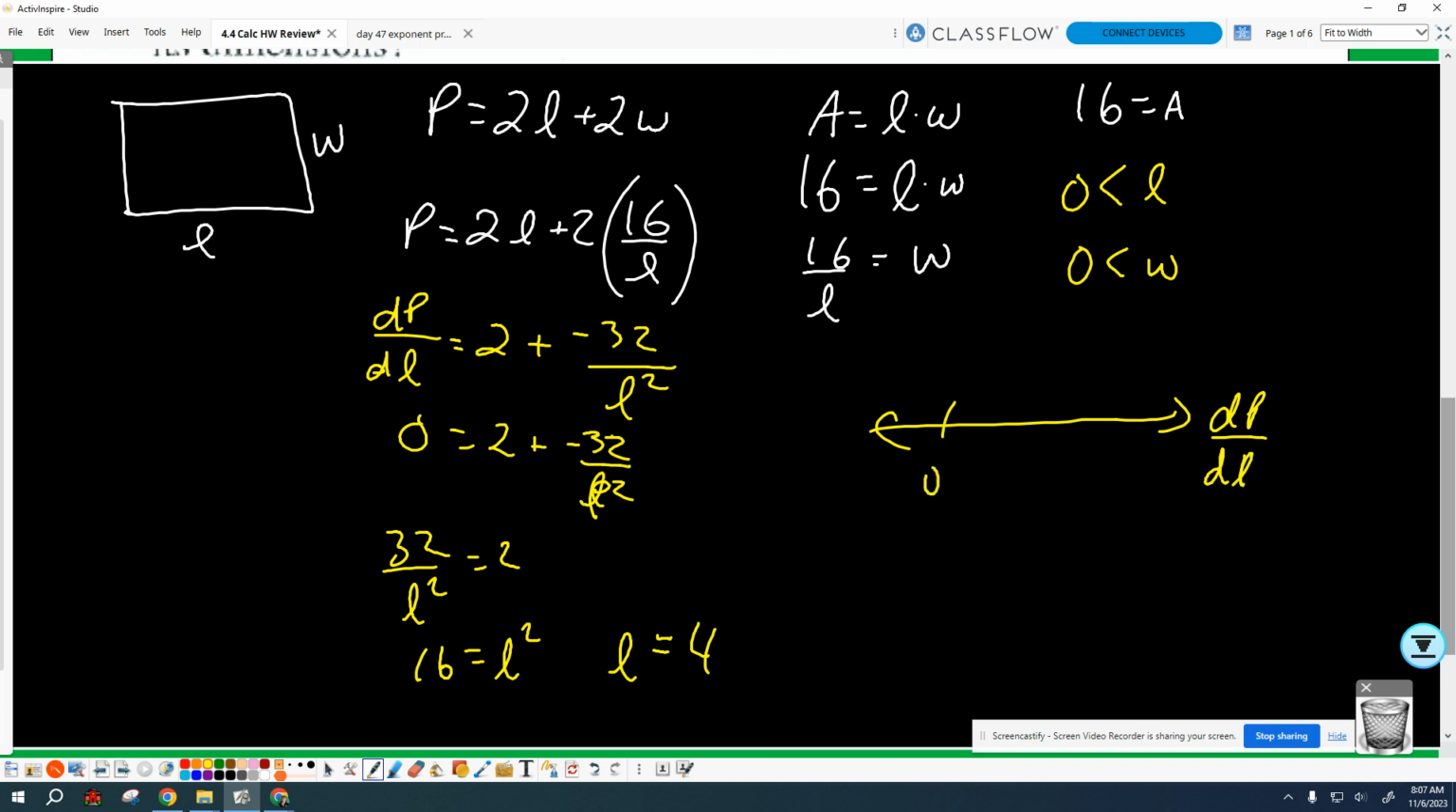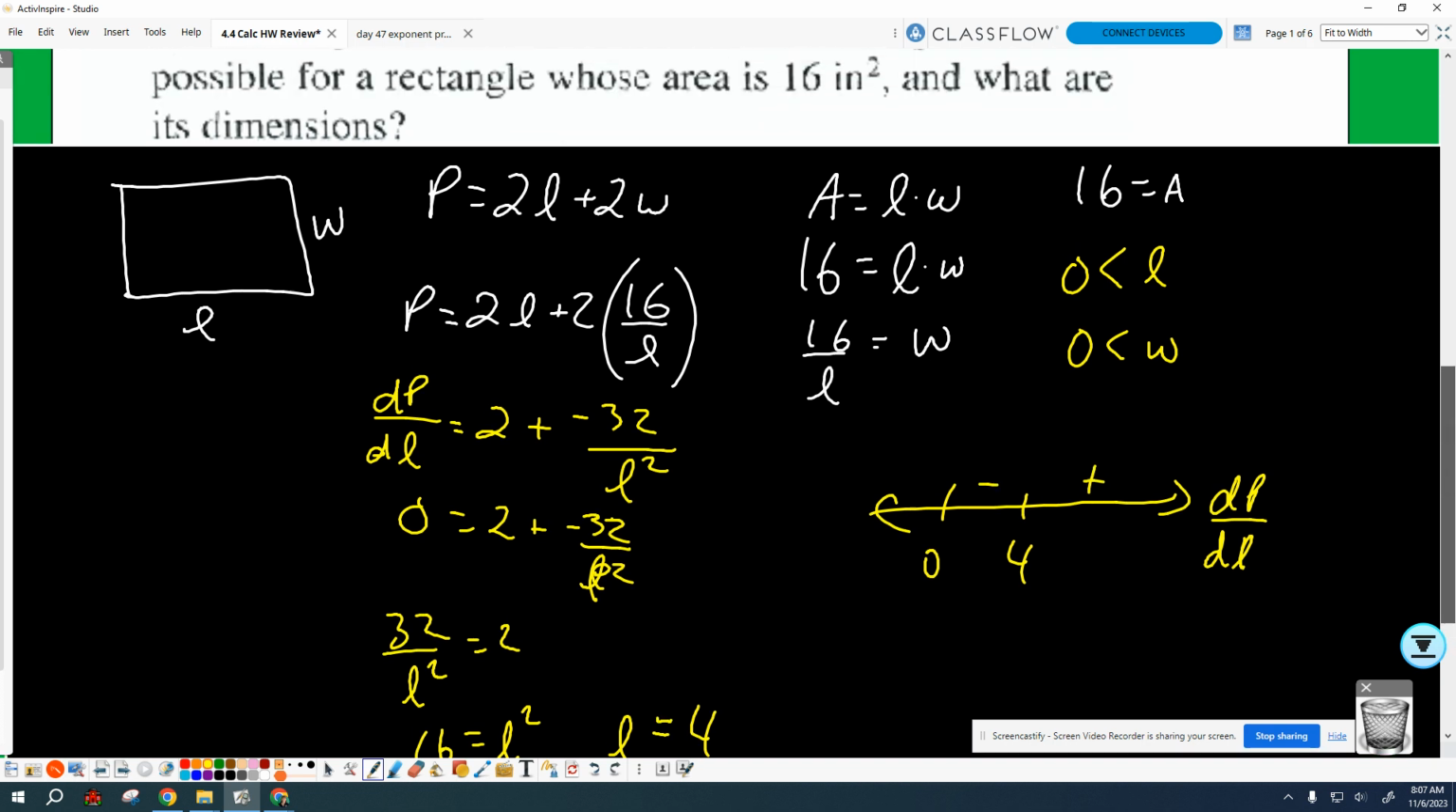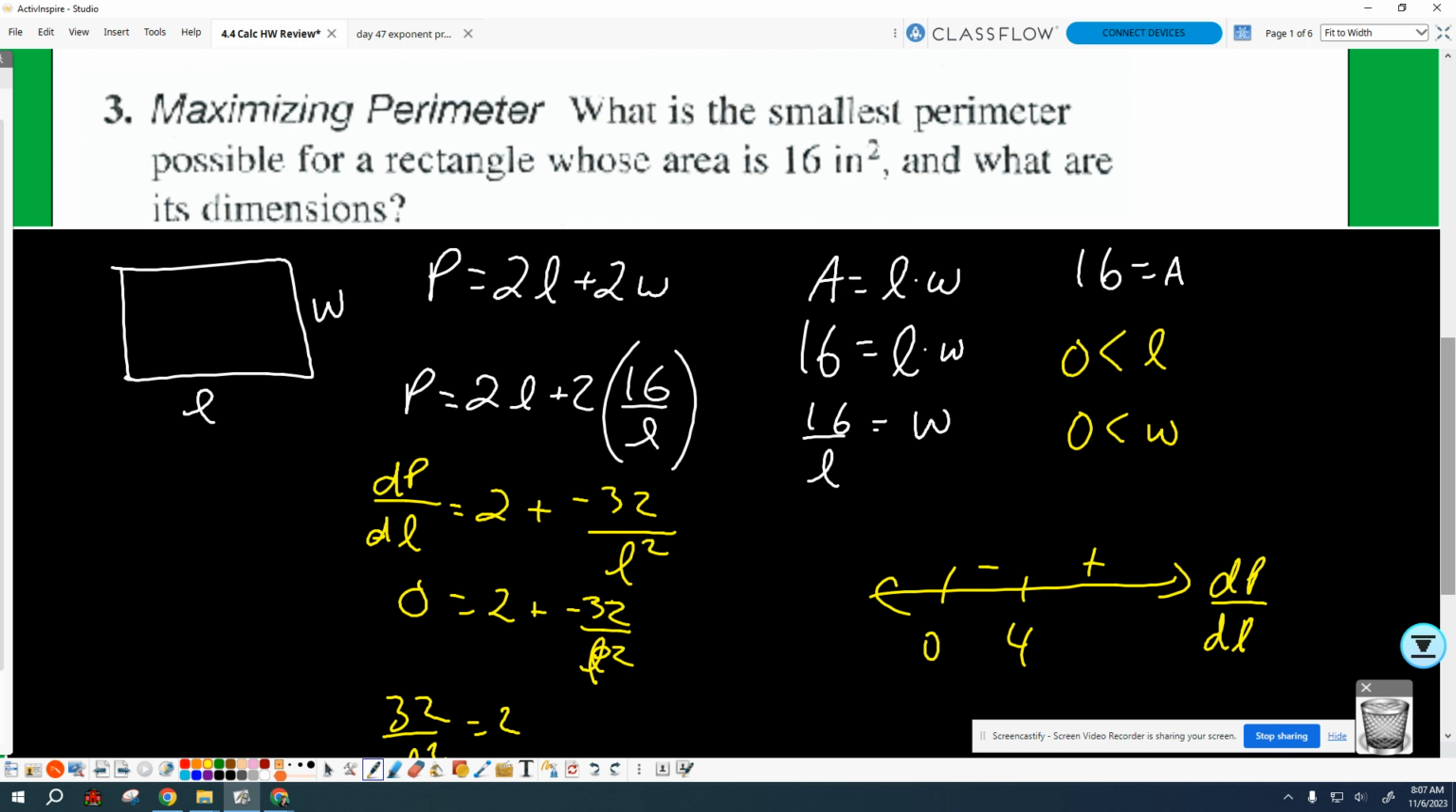Oh wait, because it wouldn't be negative. At 1 we get a big old negative, and at 10 we get a big old positive. Minimize the perimeter when you make a square. Go figure.